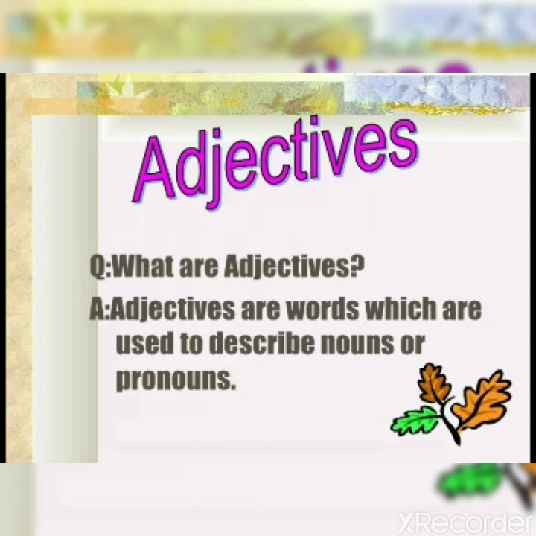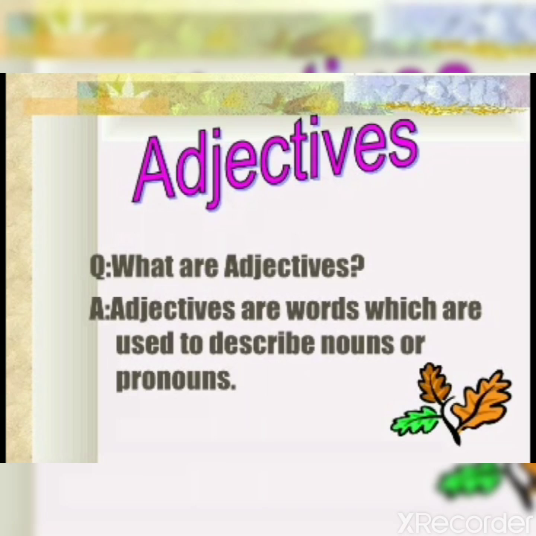Let's take another example. They live in a beautiful house. In this sentence, house is our noun. And how do we describe it? The house is beautiful. So beautiful is our adjective here, that is used to describe the dress and the house. So any word that we use to describe either a noun or a pronoun will be called an adjective.